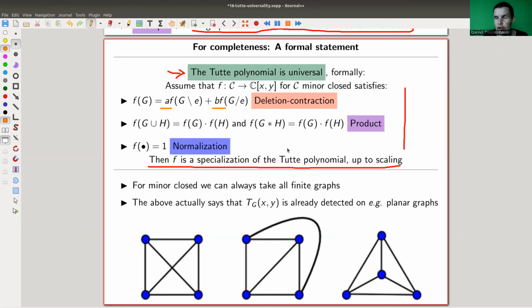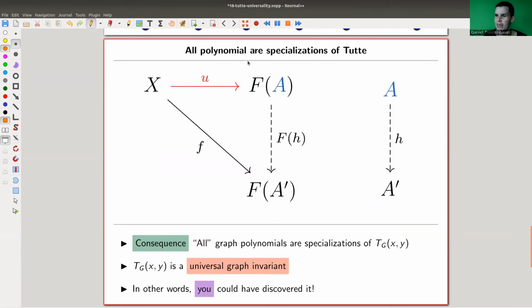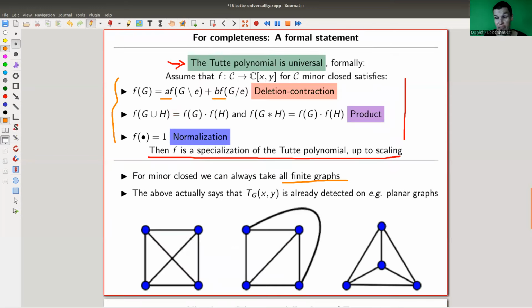So for minor closed, we can, for example, just take all finite graphs, and it says that whatever polynomial you come up with satisfying those properties, like the chromatic polynomial, it will be a specialization of the Tutte polynomial. That explains why I would like to stress the Tutte polynomial so much, because it's the unique graph invariant in some sense. Okay, let me talk about this uniqueness a little bit more in a vaguer sense. Essentially this means that all graph polynomials are specializations of Tutte. All, of course, in quotation marks, because all essentially means you satisfy those properties.